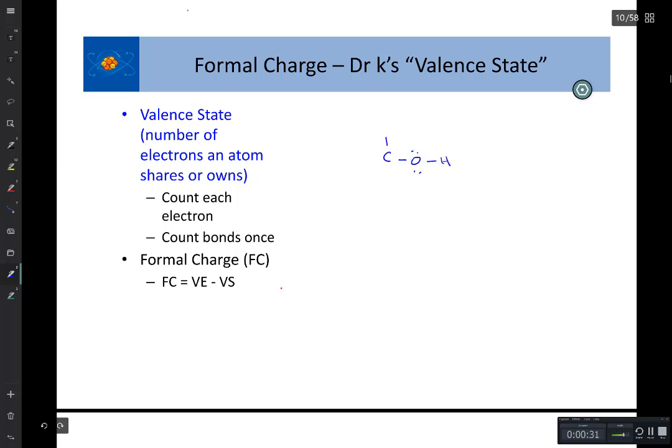This is methyl alcohol. And then I ask you to tell me what the formal charges are. What's the formal charge? Well, it's the charge that the atom appears to have based on the number of electrons that are around it.